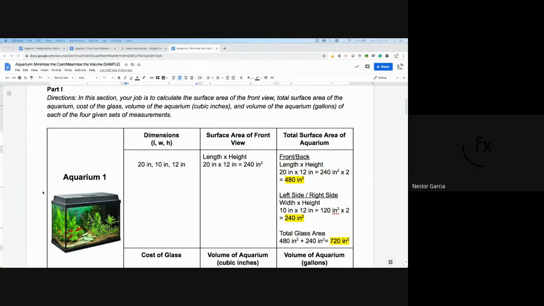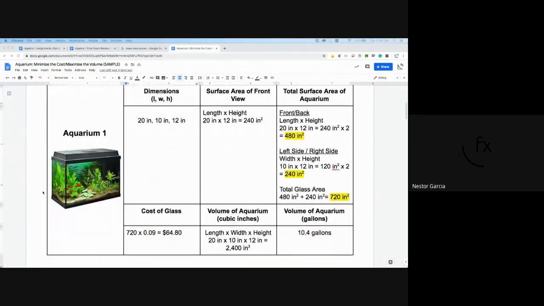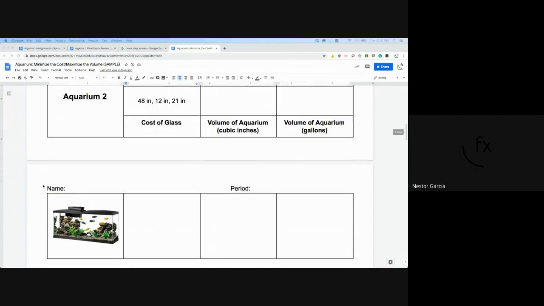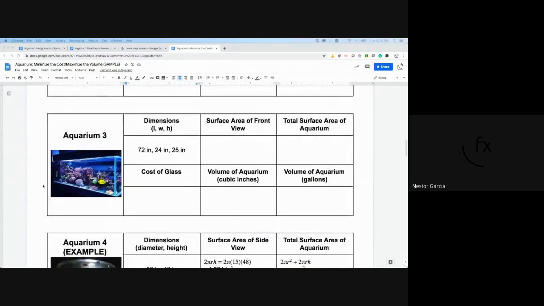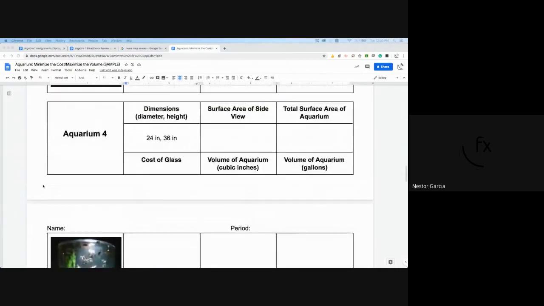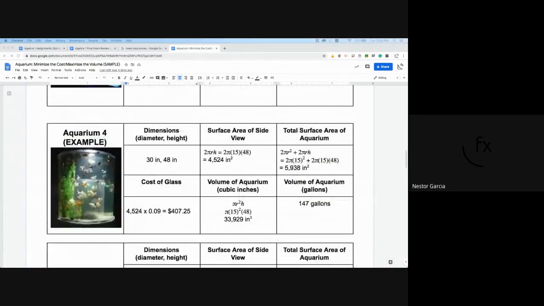We have Aquarium 1, which is already filled out for you here, and we'll discuss Aquarium 2, which you'll need to complete on your own using Aquarium 1 as a guide. Aquarium 3, which you will complete on your own by using Aquarium 1 as a guide. And then Aquarium 4, which you'll complete using this example problem that we'll discuss as a guide. Notice the 4th one is cylinder in shape, not rectangular prism.